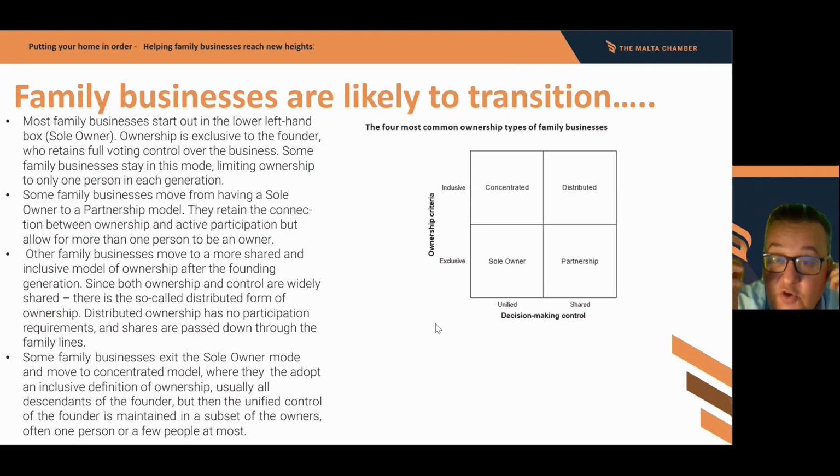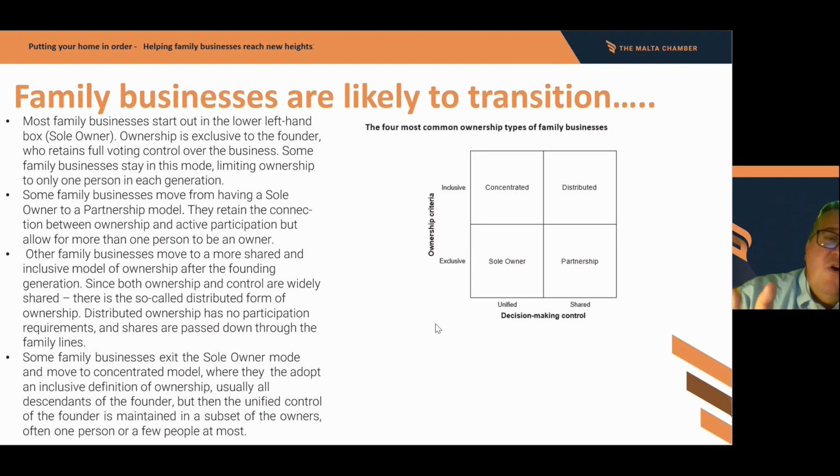And normally, as businesses grow, they need to adapt their family business ownership even further. Some decide to go down the full open route, whereby they want to be completely inclusive, and so go down what is called the distributed model, whereby the ownership criteria is inclusive and all the decision-making control is shared. That means both ownership and control is widely shared by all shareholders, and so that is why we call it the distributed ownership. Basically no one is required to be actively involved and participate, and the shares are just passed down to you through normal family lines.